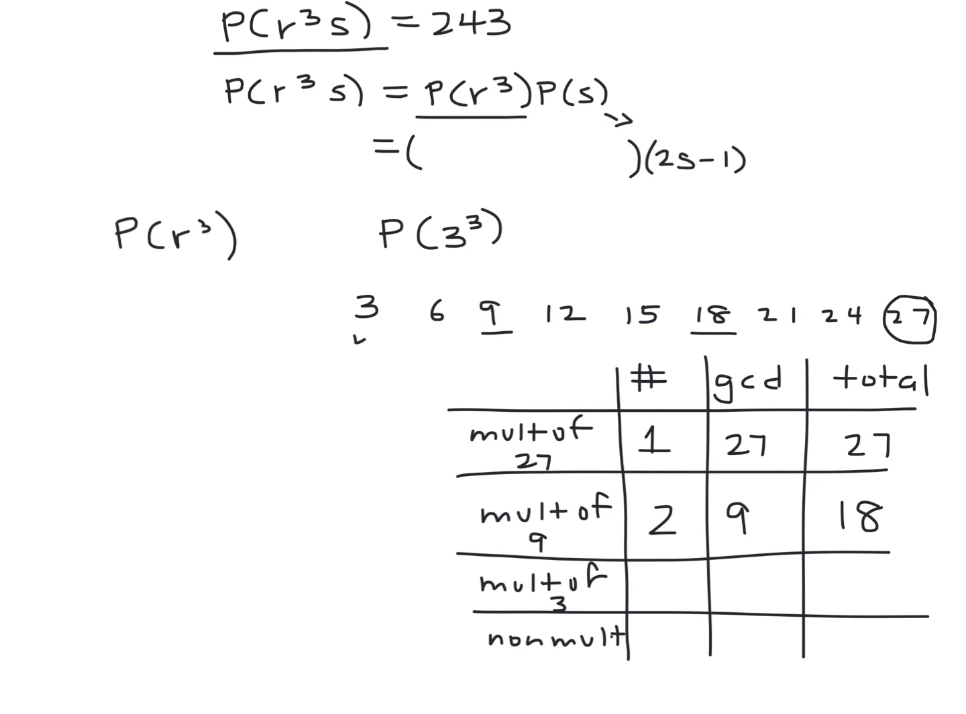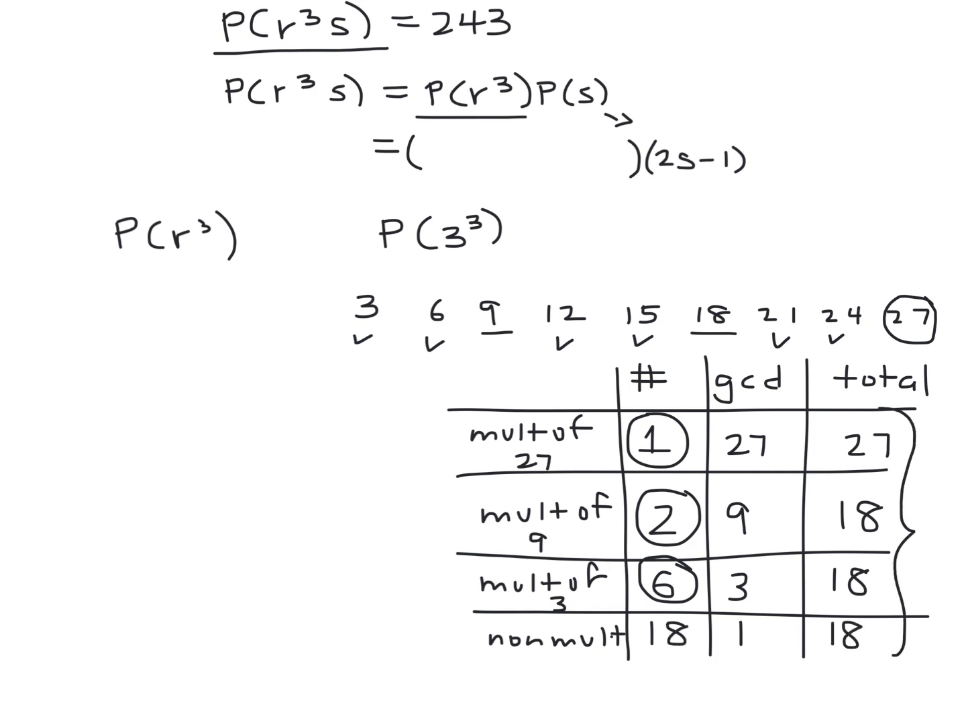Multiples of 3. So we have 1, 2, 3, 4, 5, 6. Unique, the ones that we haven't counted yet, so 6 here. The GCD of a 3 and a 27 would be 3, so this is 18. And then non-multiples, well, there's 27 numbers in total. We've already counted 9, so there's 18 left, and those GCDs are all 1, so this will be 18. This total, whatever it is, doesn't really matter. I'm just giving an example, but you've got to total it all up.